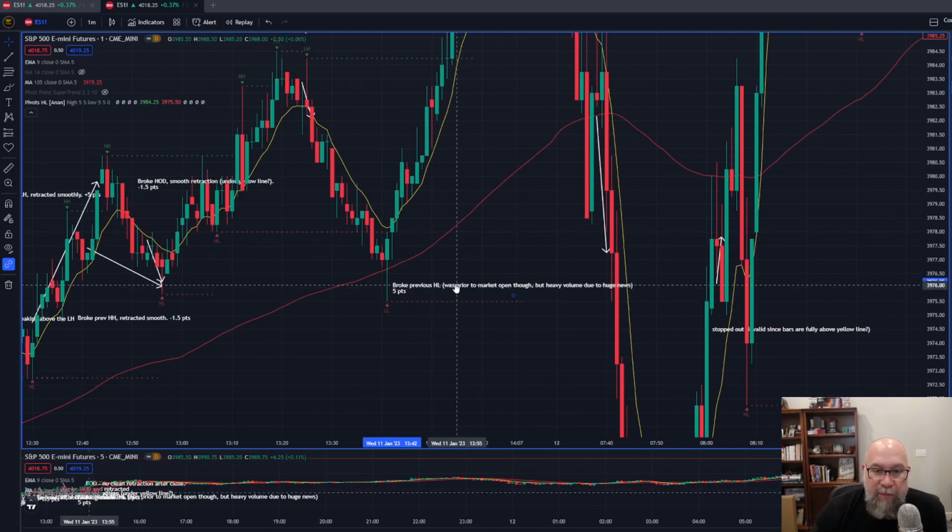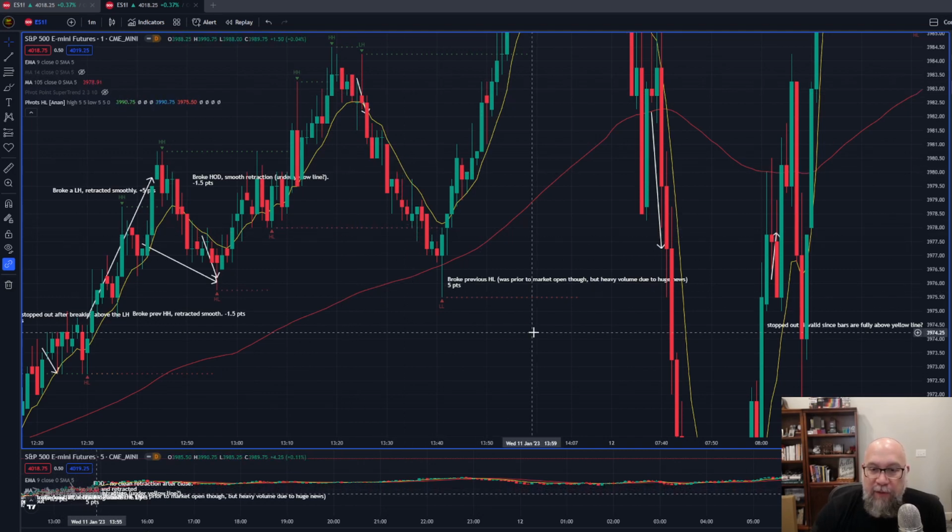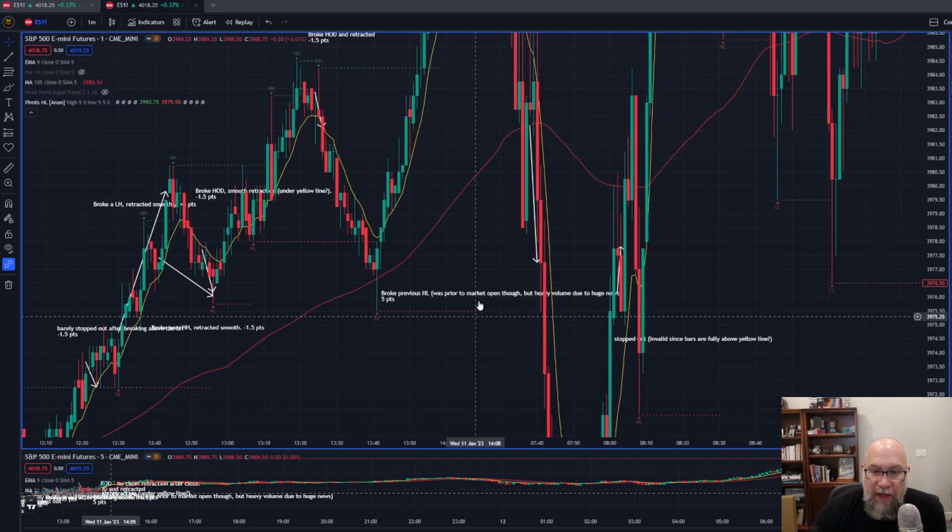And then this broke the previous higher low. So here was our previous higher low. I was looking at that, saying, okay, what would we do? It's prior to market open, but heavy volume due to huge news. So we can just probably pull that.